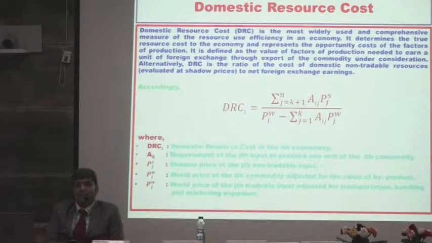For calculating the shadow prices, we adjust the market prices for taxes and subsidies, and we compare whether we should invest within the country or import that commodity. If the cost of earning $1 is less than $1, the indication is that we should produce within the country. If the cost of earning $1 is greater than the input of $1, then we should not export that commodity. This is the indication of the domestic resource cost.